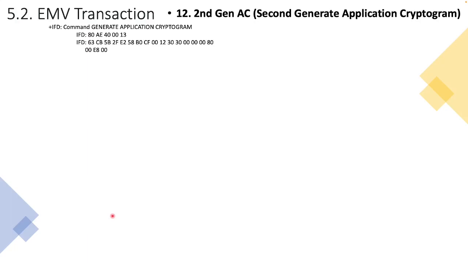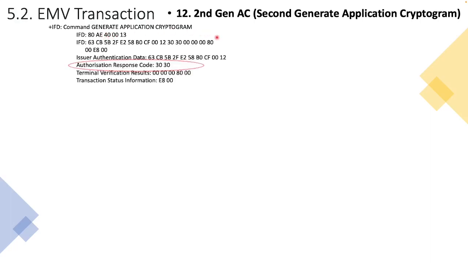Okay, so let's have a look at the conversation between the terminal and the card during second gen AC. You'll see the terminal issues the second command to generate application cryptogram. It says AGAE40. So what it says is, I think we should approve this transaction, right? Because that's what the issuer host told us to do. It then also supplies the authorization response code, the ARC. Remember we said it's a 00. Okay, so that is an approval.